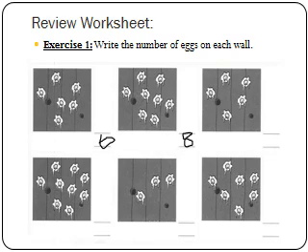Let's move to the third one. 1, 2, 3, 4, 5. We have 5 eggs. Let's count now again. 1, 2, 3, 4, 5, 6, 7, 8, 9. We have 9 eggs. And here we have 1, 2, 3 eggs. Let's write number 3. And the last one, let's count together again. 1, 2, 3, 4, 5, 6, 7. Let's write number 7.